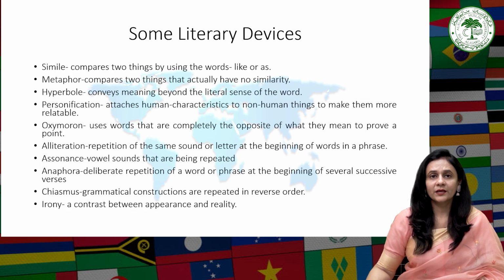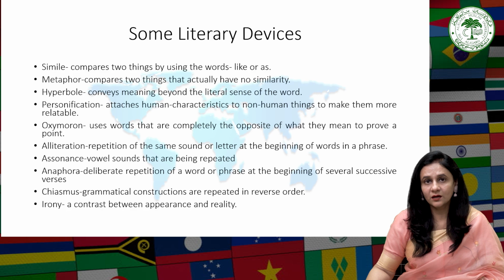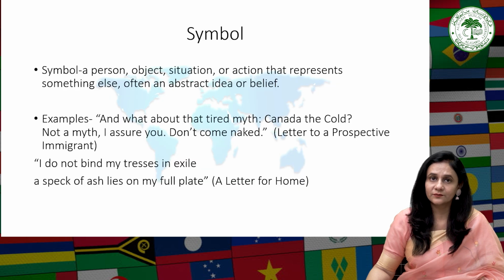We also have many other figures of speech. To name a few, we can talk about oxymoron, which uses words that are completely opposite to each other. We have alliteration, where we find the repetition of the same sound or letter at the beginning of words in a phrase. Assonance also talks about repetition, but of vowel sounds. Anaphora is deliberate repetition of a word or a phrase at the beginning of several successive verses. Chiasmus refers to grammatical constructions that are repeated in reverse order. And when a poet uses irony in a poem, it means that the poet is creating a contrast between appearance and reality.